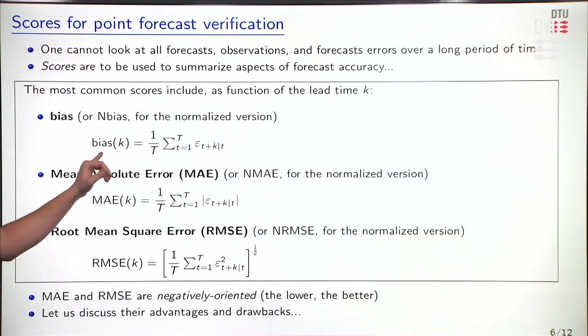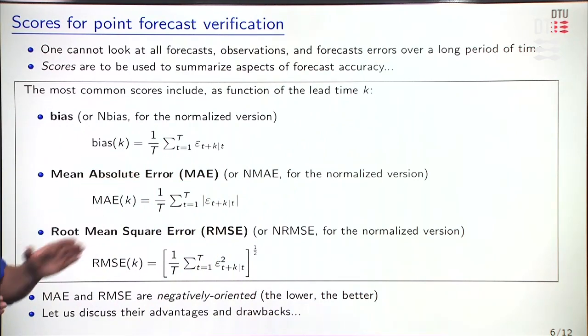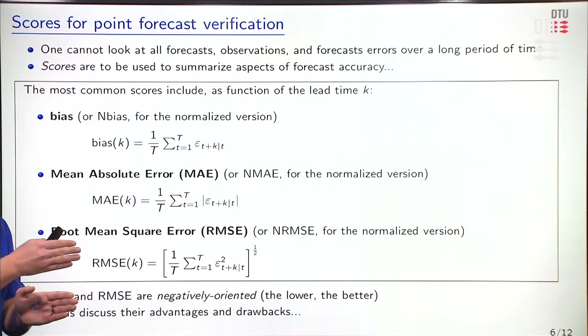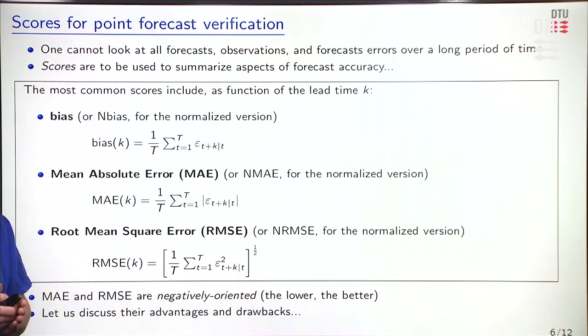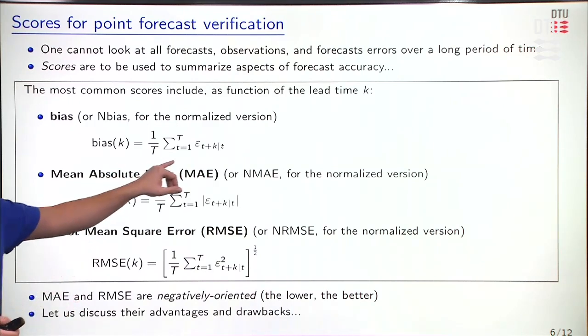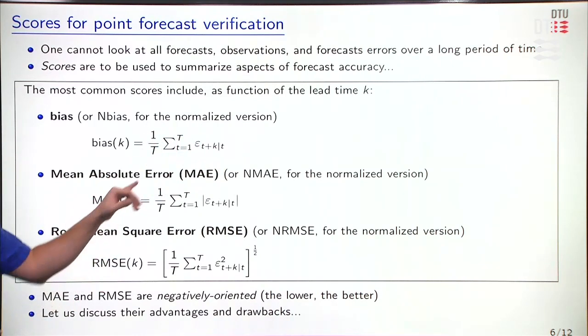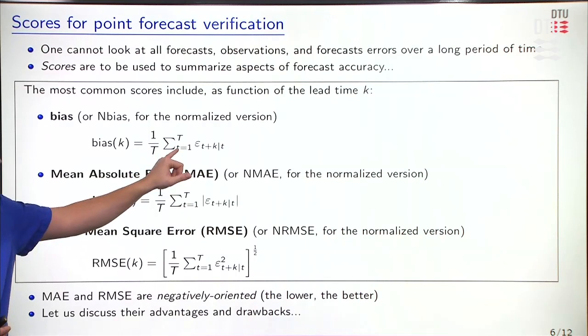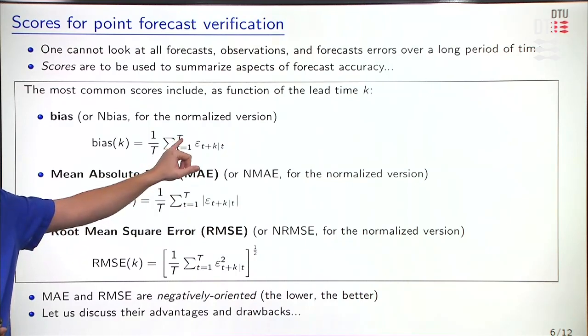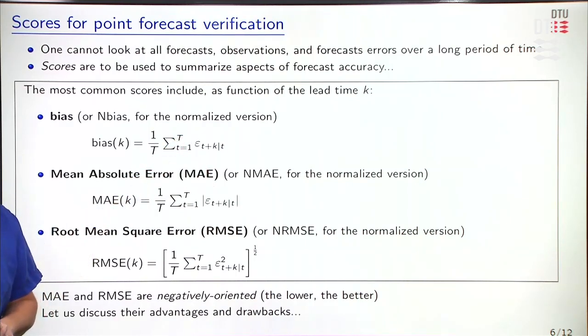And the bias for a given lead time k: you would collect all the forecast errors made in the past for this given lead time, so it could be the 1 hour ahead forecast or the 12-hour ahead forecast. For this lead time, you collect all the corresponding forecasts and measurements, you calculate the forecast errors, and then the bias would consist in averaging all these errors.